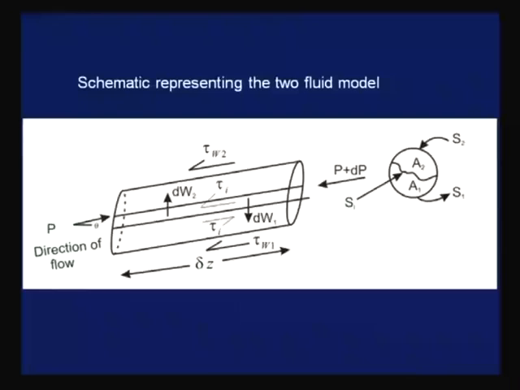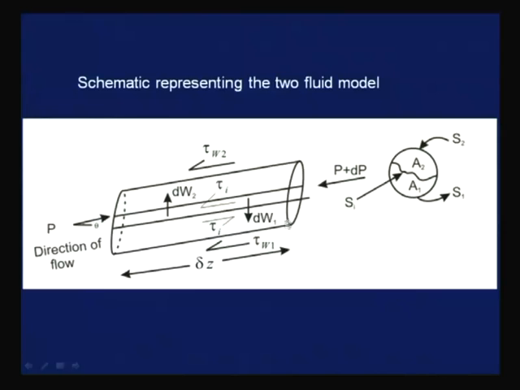So in this case we consider the two phases separately, say phase 2 and then phase 1. For each phase we write down the momentum equation, the equation of continuity, and the energy equation. When we are doing this, we have to consider the interaction between the two phases, and they will actually be interacting at the interface.